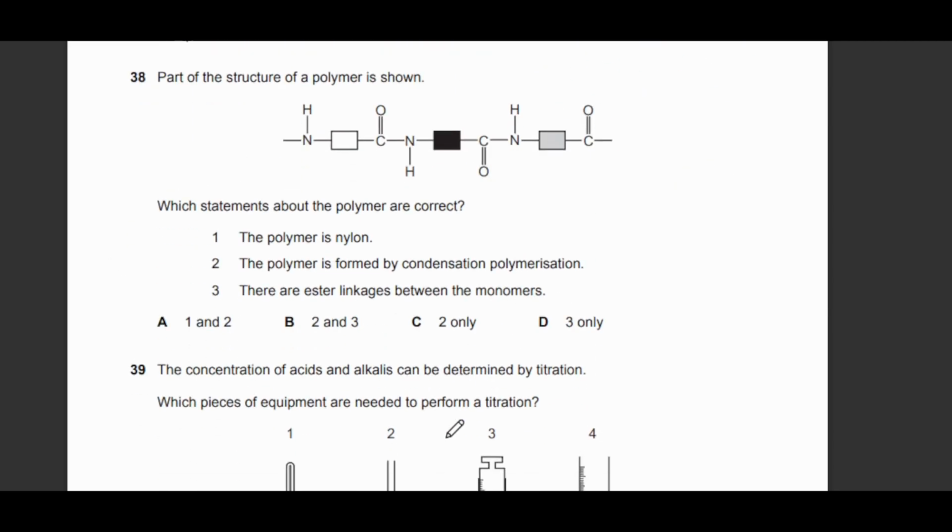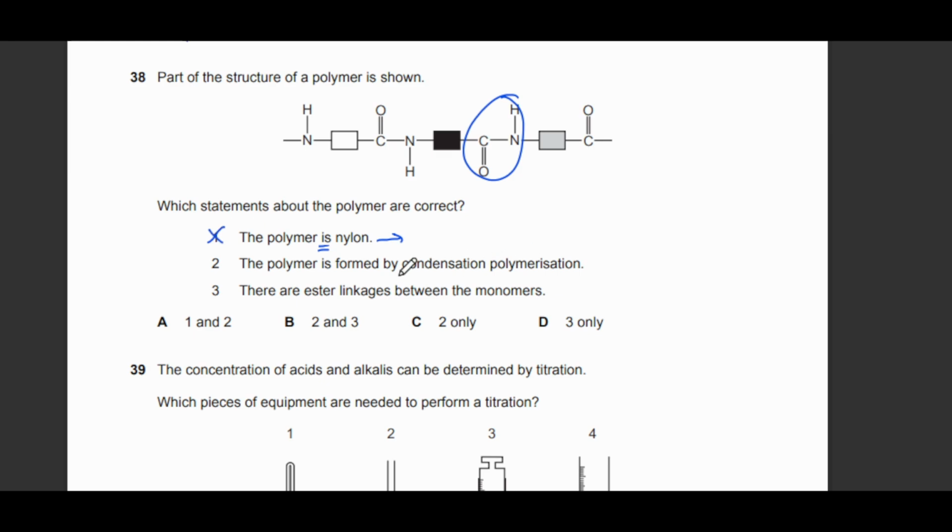Okay, 38. Part of the structure of a polymer is shown. Which statements about the polymer are correct? Statement 1: This polymer is nylon. So, 1 is wrong because it could be nylon, but you don't know if it's nylon or not. Although nylon has this bond, this link, you cannot say that it is nylon because there are many other things that have this link and are not nylon. Okay, so 1 is wrong.